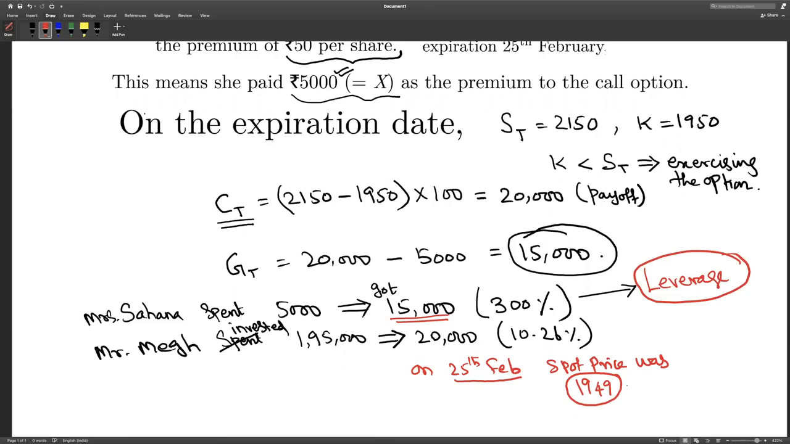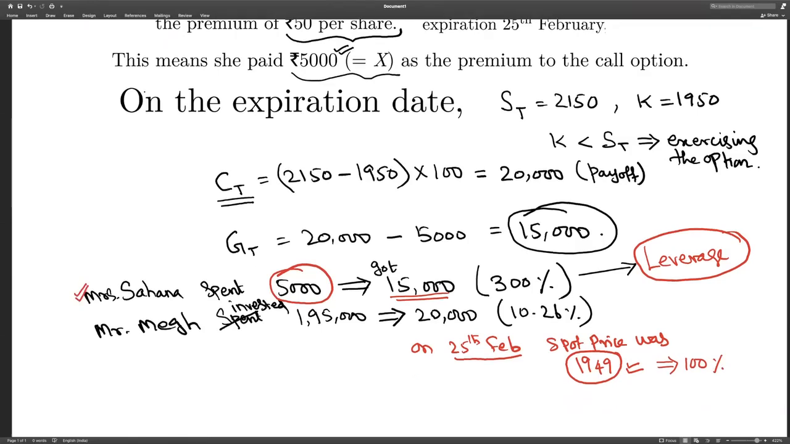Since she was out of the money, she will not opt to exercise the option. Therefore, the entire 5,000 would have just gone for her. It means this 1 rupee less than the strike price would have given 100% loss in Mrs. Sahana's investment. So now one can understand how much risk is involved in option trading.